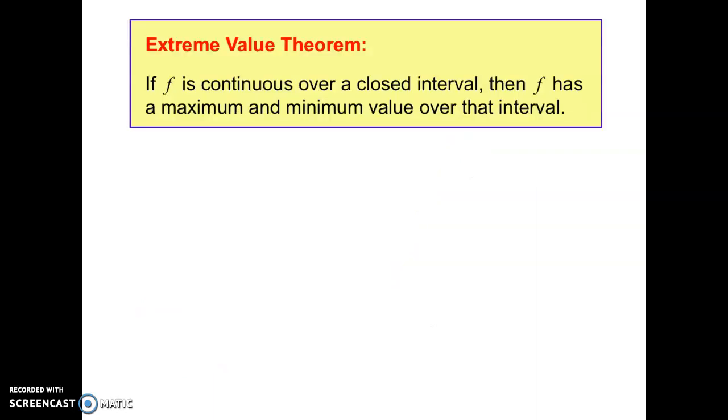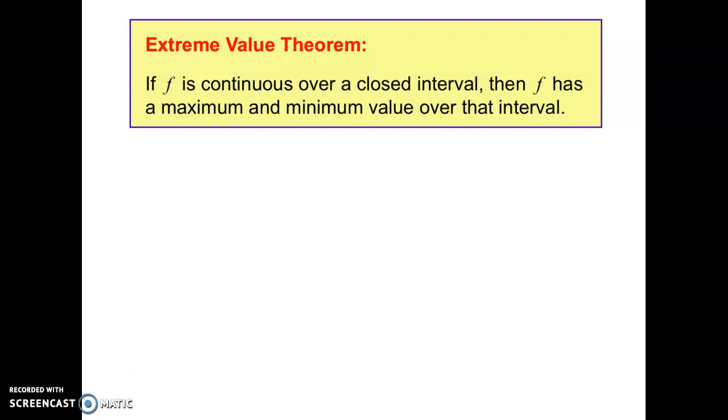Which leads us to the extreme value theorem. The extreme value theorem says this: if a function f is continuous over a closed interval, then the function has to have an absolute maximum and an absolute minimum value over that interval. So the extreme value theorem was pretty powerful when Newton and Leibniz actually proved it and stated it back in the late 16, early 1700s.